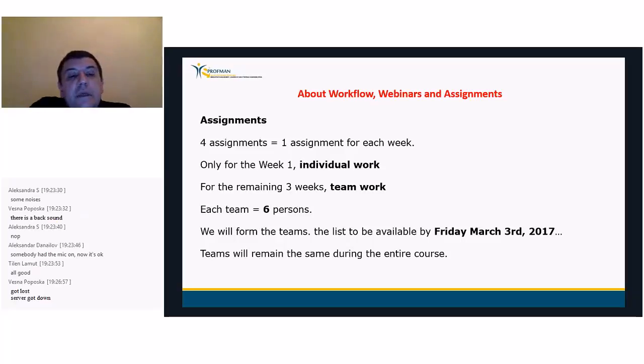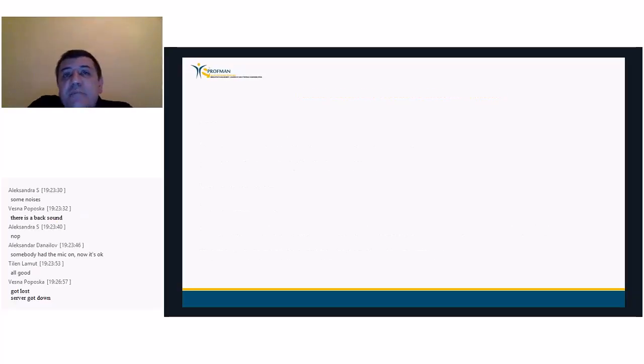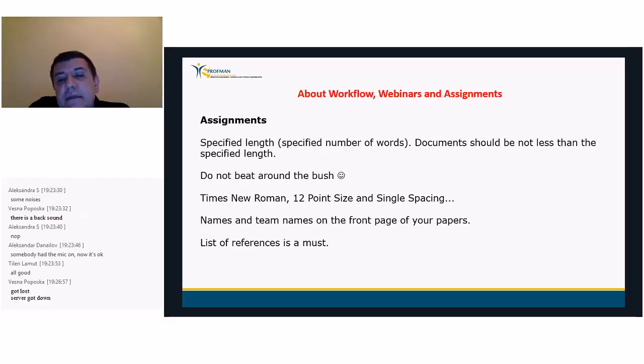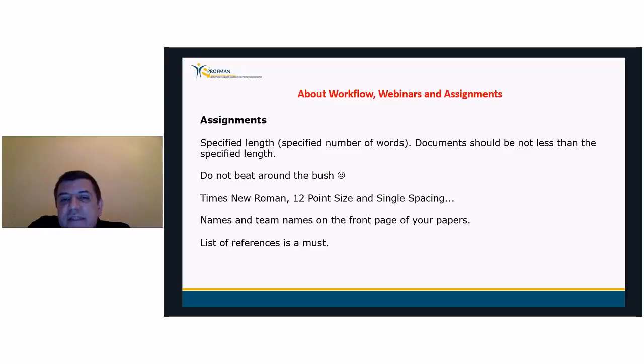And each assignment has a specified length, that is to say, a specified number of words. Please respect the rules related to it. That means that the document should be not less than the specified length. They can have more words, of course. I'm sure that you won't tell us your life story in assignments. In each assignment, I'm definitely sure that you won't beat around the bush.